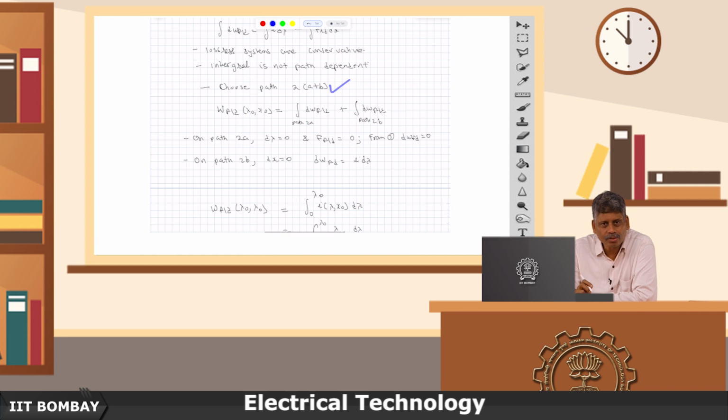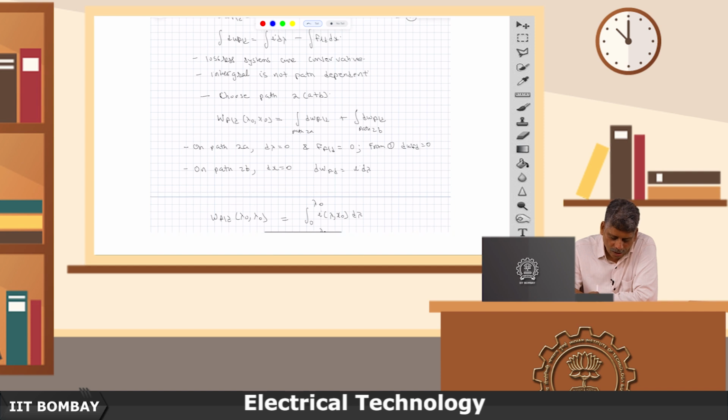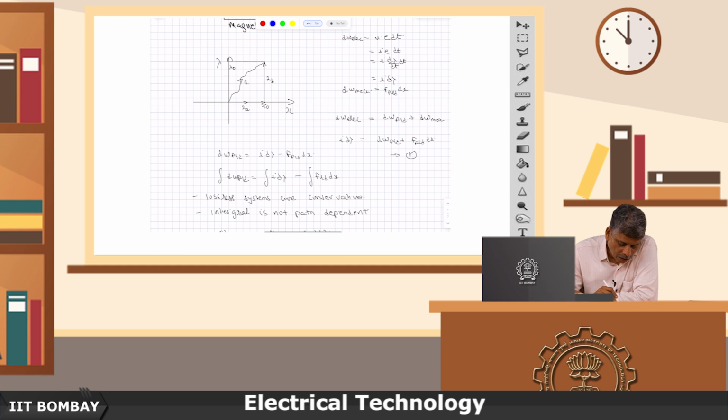So, I chose path 2 as A plus B, and then along each of these paths, the A path and the B path, I calculate how much is the increase in the field energy, that is the integration along the given paths, and sum that, and I get the magnetic field energy which will be there at our coordinate, lambda naught, x naught. Now, what is interesting about the path 2A? Along this path 2A, lambda is 0.